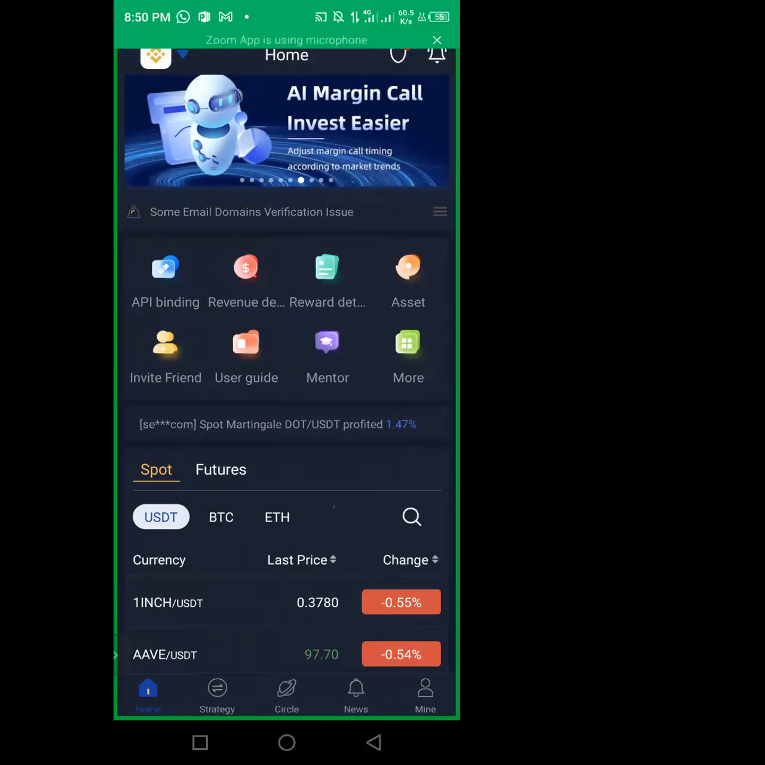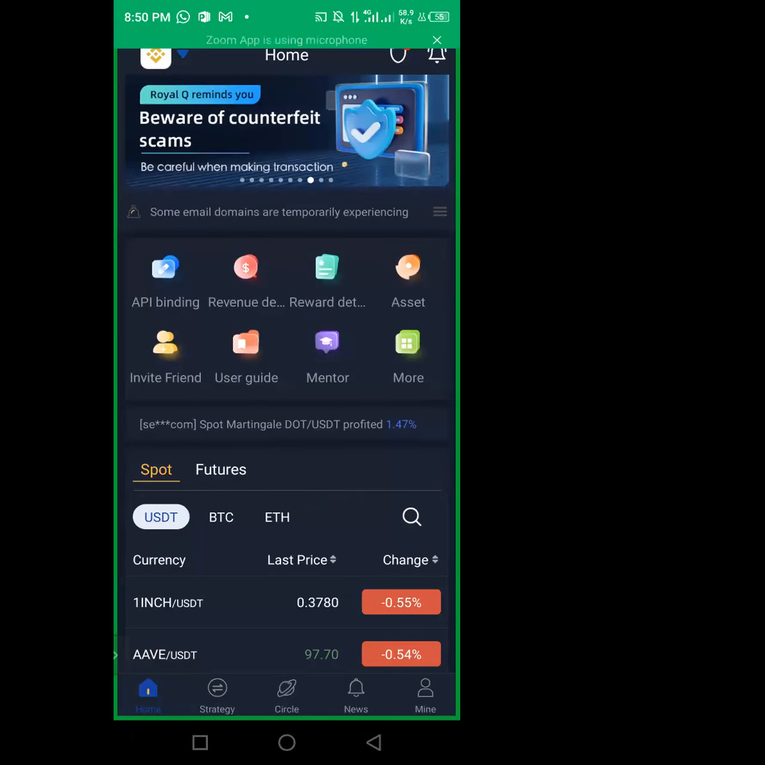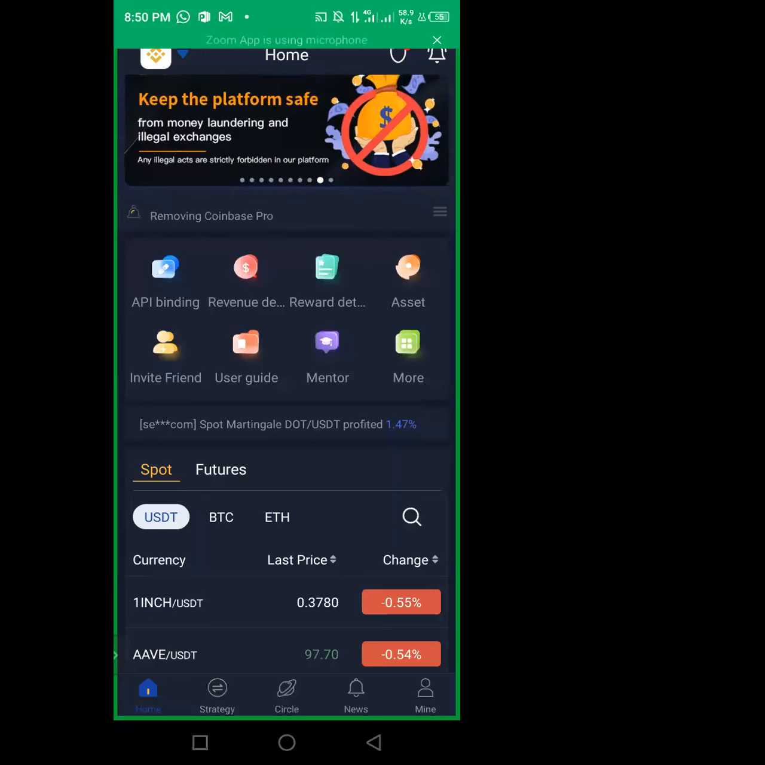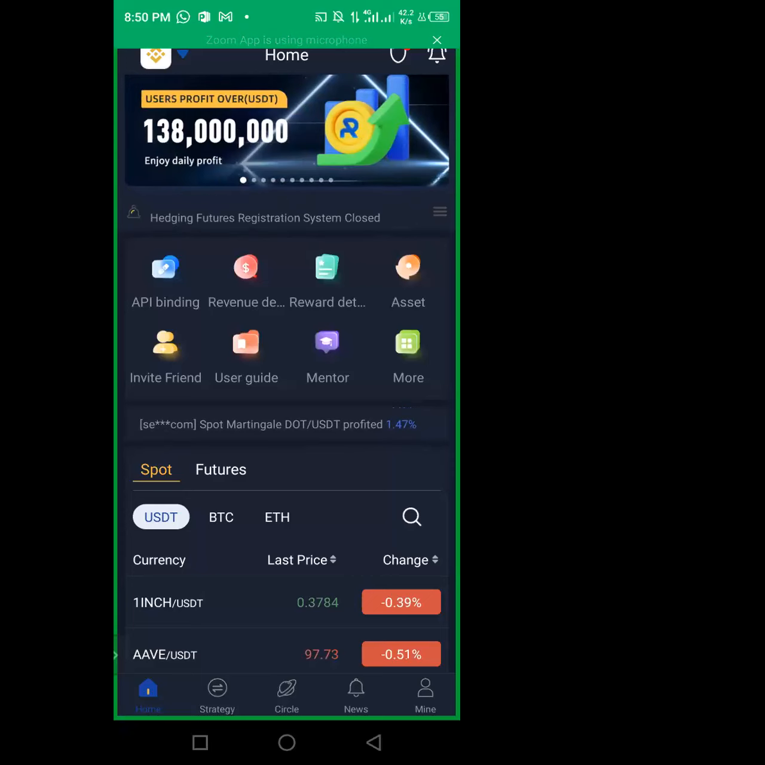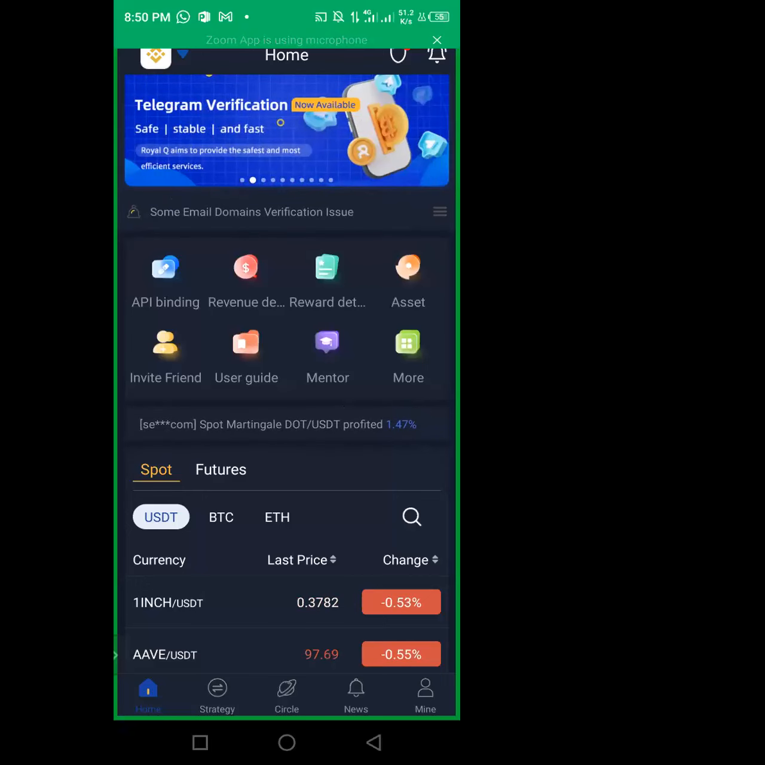When you do the API binding, you only give Royalq two permissions. Permission number one is for Royalq to be able to see the market, the cryptocurrency market. And permission number two is for Royalq to be able to buy and sell in the spot market of the exchange. So it buys and sells.